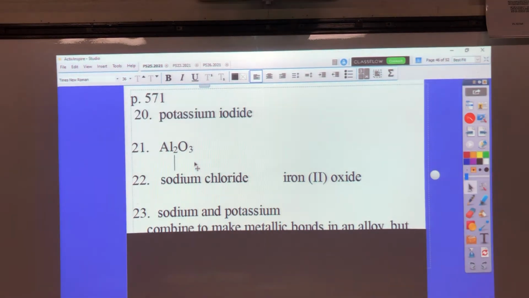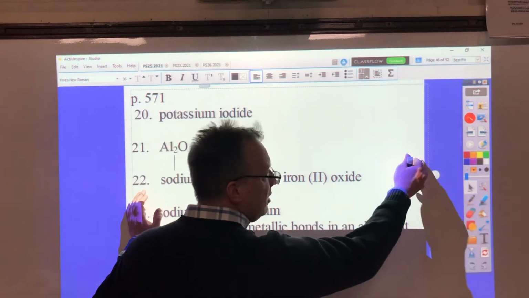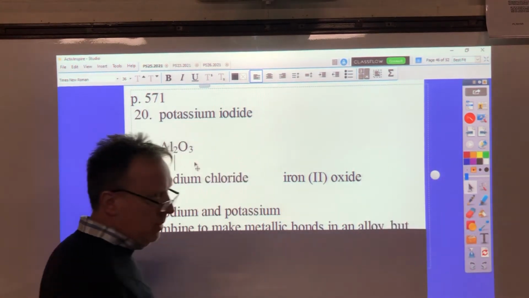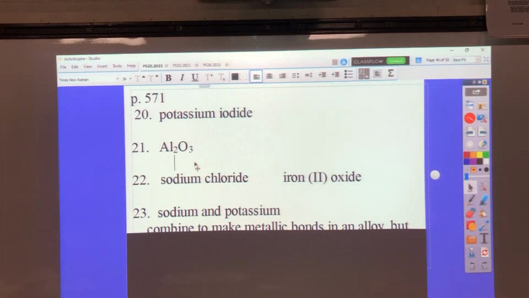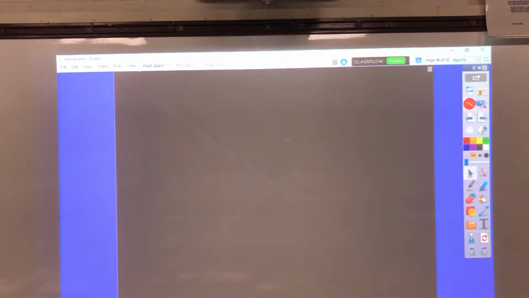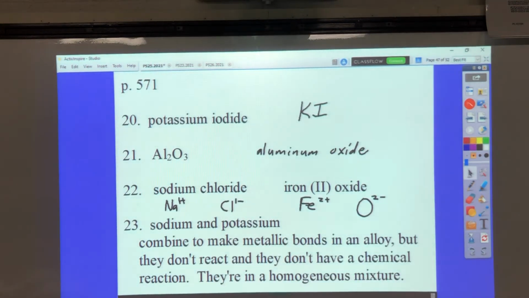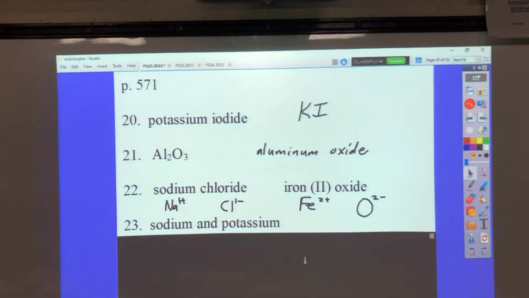23. Explain whether sodium and potassium will react to form a bond with each other. Well, one's on the left trying to give 1 electron. One's on the right trying to take an electron. Oh yeah, they'll react. They'll react quite strongly and release a lot of energy. They combine to make metallic bonds in an alloy, but they don't. Oh, wait a minute.